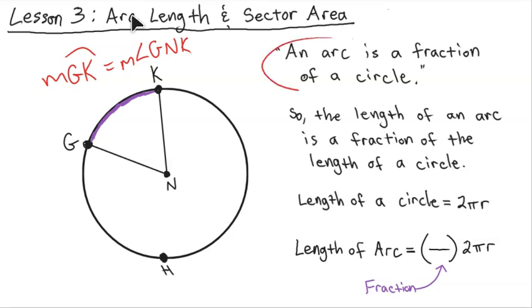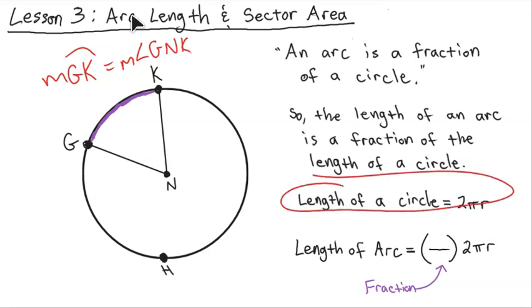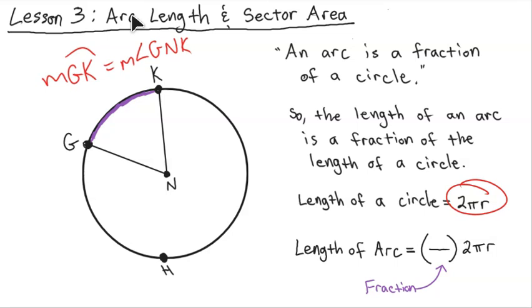We know that an arc is a fraction of a circle. The whole circle is here. The arc is just a piece of it. So this is a fraction of the whole circle, okay? And so that means that the length of an arc must be a fraction of the length of the whole circle. And we know that the length of a whole circle is the circumference, 2 pi r. That means that the length of an arc is going to be equal to some fraction times the circumference, 2 pi r. So we need to find out, well, what is the fraction going to be?